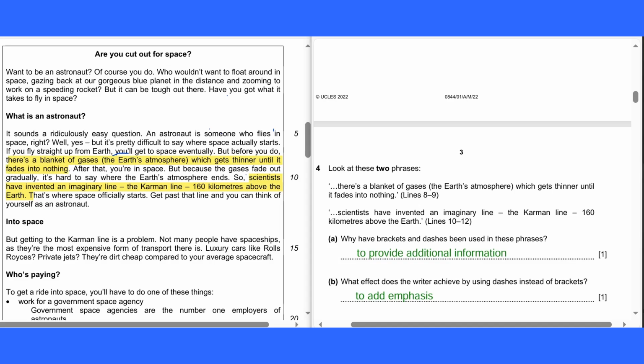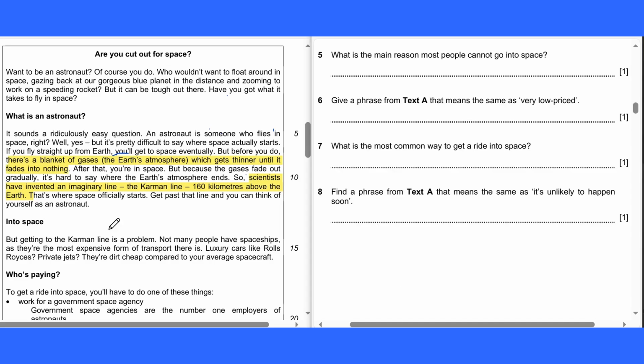Okay, so: to add emphasis by using dashes instead of brackets. Or you may also answer, dashes will actually make the information stand out. That is another possible answer. Now, if you have another possible answer, please write it down in the comment section. Who knows, your answer will be helpful for other viewers. Alright, let's move on.